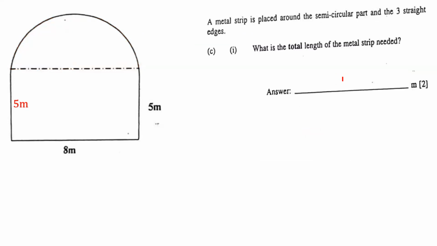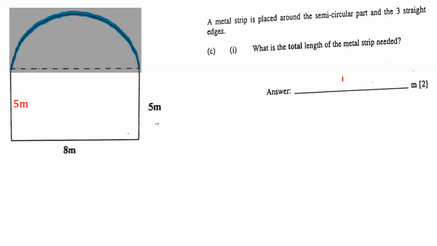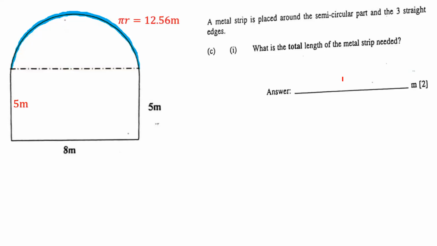Now the question says that a metal strip is placed around the semicircular part and the three straight edges. So they put a metal part over this circular edge. Sorry, the semicircular part. We already know that that length is 12.56 meters.